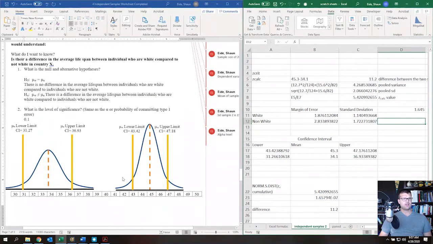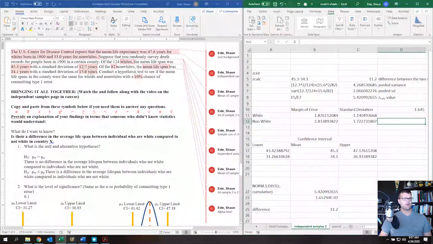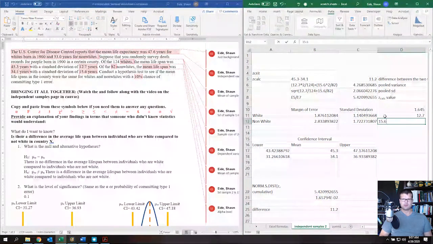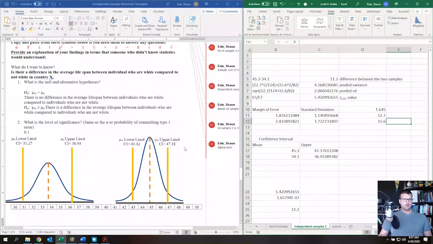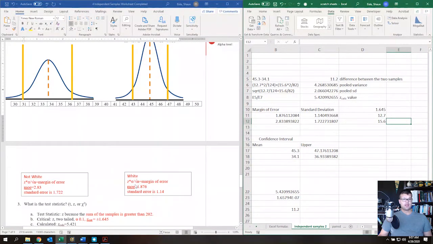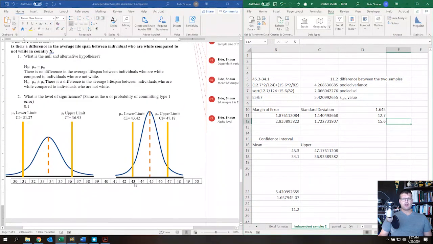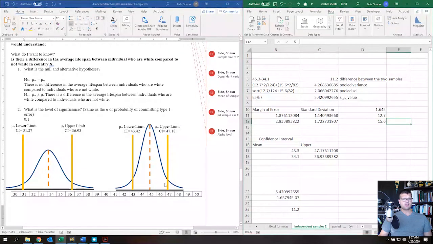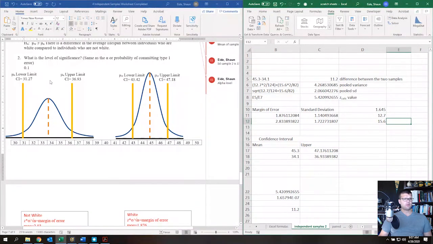And then for the margin of error, we've got the standard deviation divided by the square root of n. So what's the standard deviation for each one of these? We've got 12.7, and then we also have 15.6. So we've got, for this formula, the standard deviation divided by the square root of n. What's the sample size? The sample sizes are 124 are in this sample, and 82 are in this sample. So we've got 124 and 82.